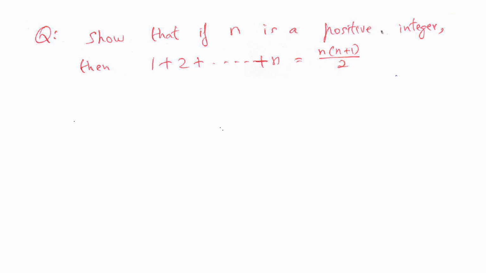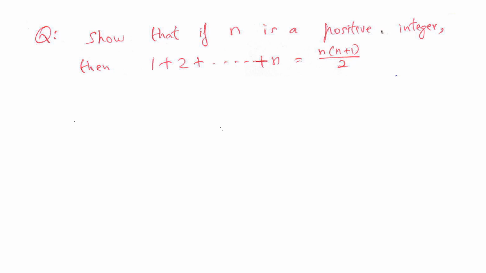Let's solve this question now. Show that if n is a positive integer, then 1 plus 2 plus etc. up to n is equal to n into n plus 1 by 2. So this is the question. You know that this comes under the chapter mathematical induction. So the problem has to be solved in 3 steps.